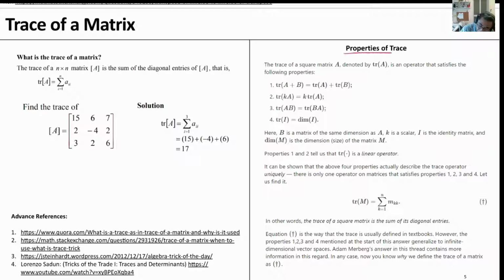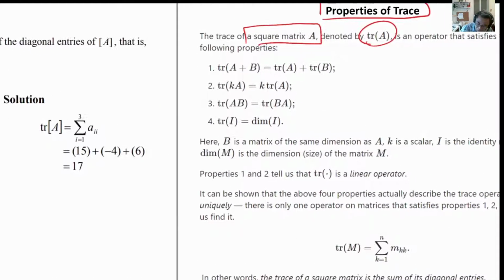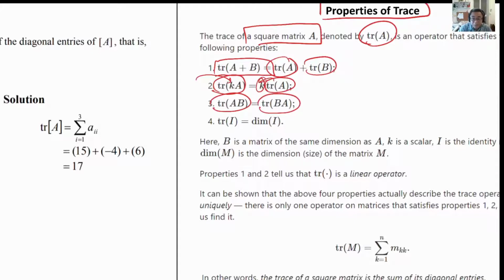Now, we talk about the properties of a trace. Given a square matrix A, the trace of A satisfies the following properties. The trace of A plus B bracket is the same as trace of A plus the trace of B. The second property, a constant multiplied by A, the trace of this is the same as bringing the constant out, multiplying by the trace of A.